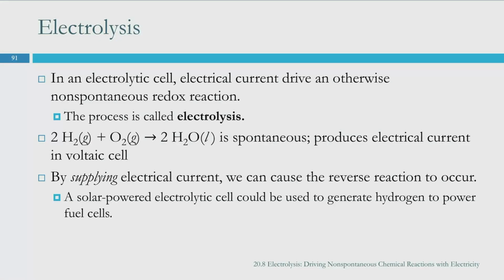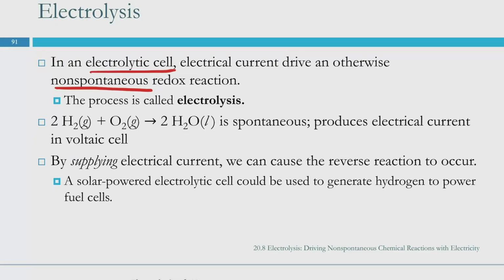Okay, up until now, we've been talking about primarily galvanic/voltaic cells where there's spontaneous reactions. We're going to talk a little bit about electrolytic cells, which are non-spontaneous. So an electrolytic cell is a non-spontaneous redox reaction, meaning that we need to put power in to drive the reaction.